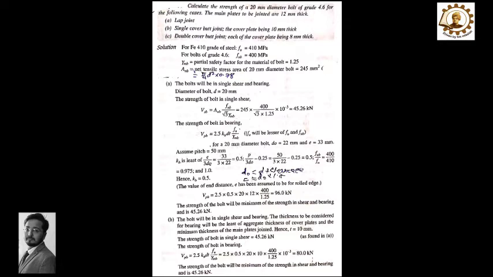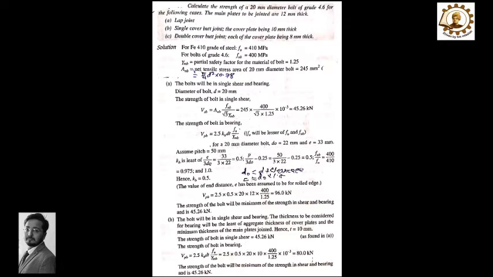So e by 3d0 is 33 by 3 into 22, that is 0.5. Now p by 3d0 minus 0.25: p is 50, 3 into d0, which is 22, minus 0.25, that is also 0.5. Now FUB by FU: FUB is 400, FU is 410, that is 0.975, and 1. So you have to take the smaller value. The smaller value is 0.5. So Kb, we have already found out the value of Kb. We know the value of d, that is 20.